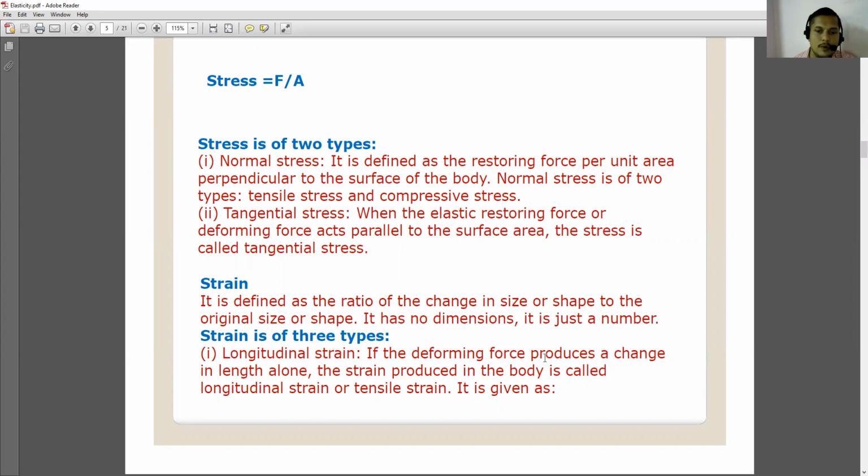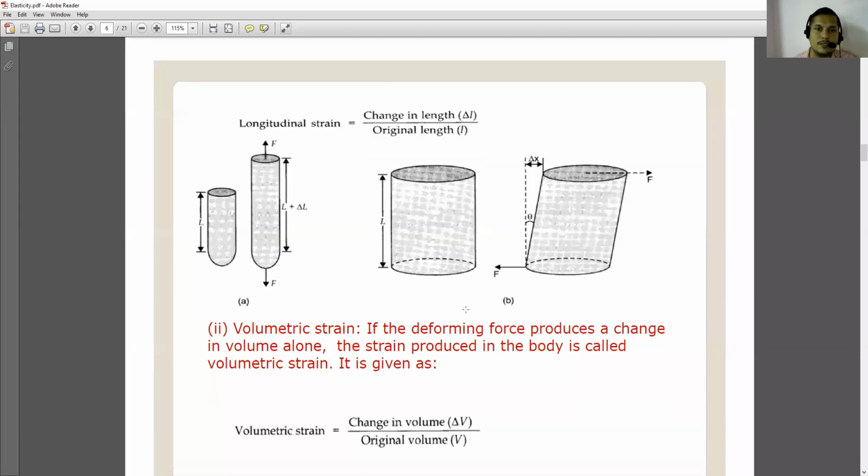So if the deforming forces produce a change in length alone, if the effect is only on length, the strain produced in the body is called longitudinal strain. It is given by a simple equation: change in length divided by original length. So you can see in the figure L and L plus delta L. So delta L is nothing but change in length.